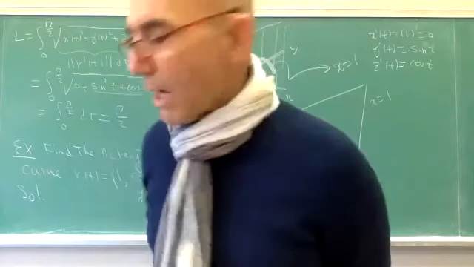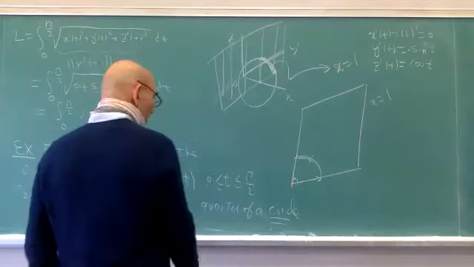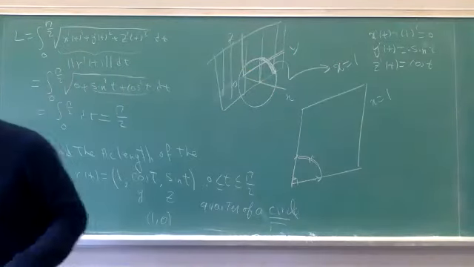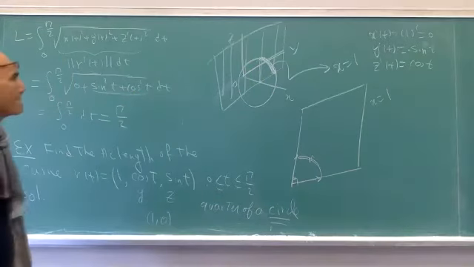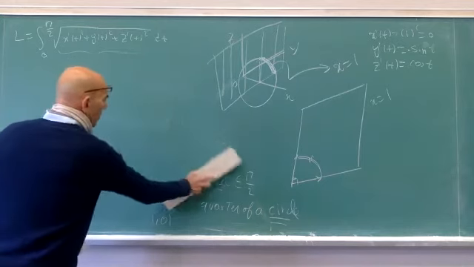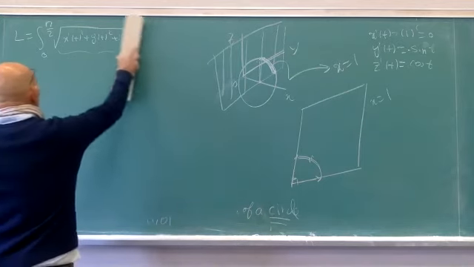Okay, so now we are going to use some ideas. You may wonder why this is useful. Now we're going to put it to use actually. So let me erase this. This is called arc length parameterization.